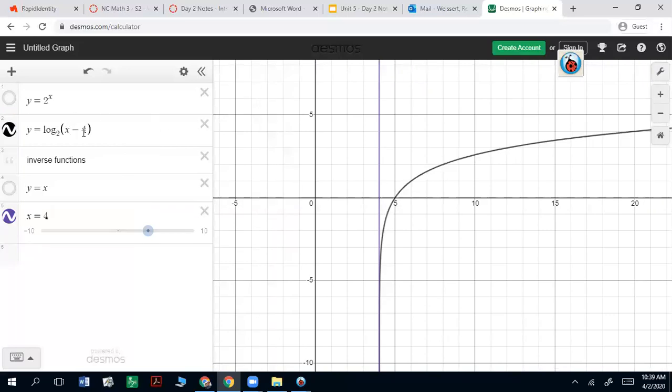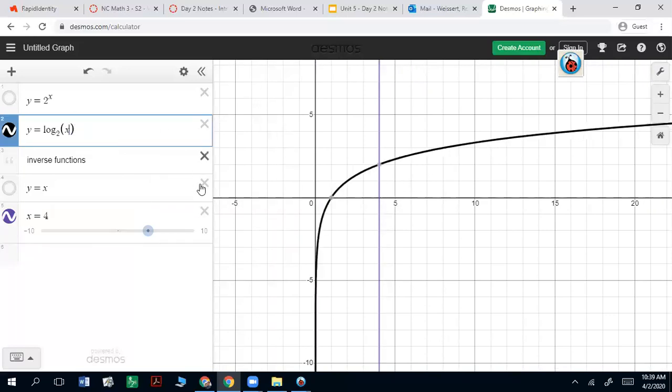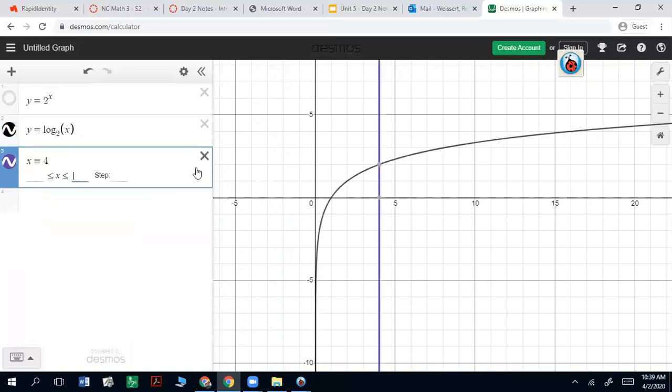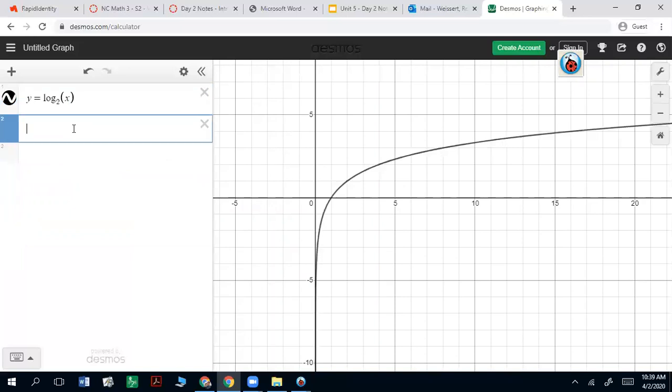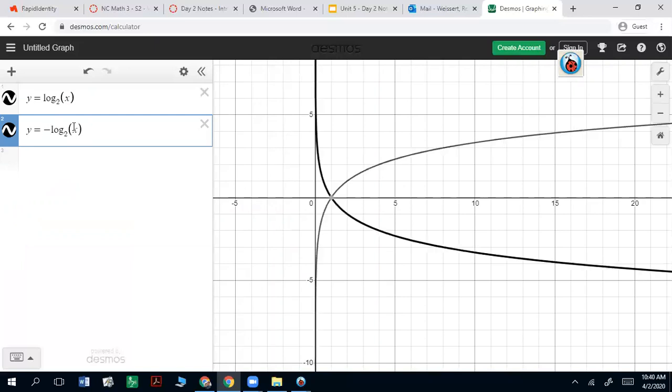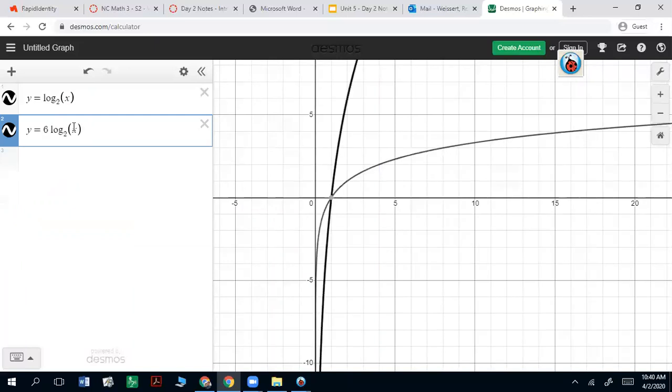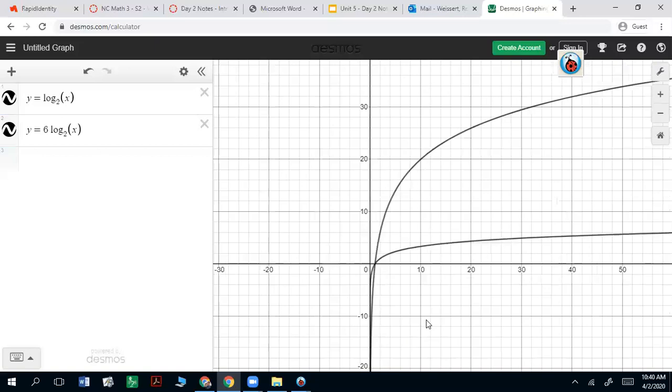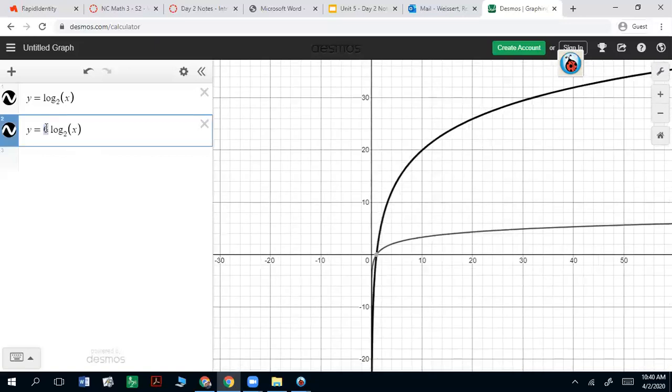So let's go back to 2 to the x power. And I'll get rid of this for now. If I want this to cross over the x-axis, I'm still going to put a negative out front. Okay, so that's going to flip it over the x-axis. If I want to stretch it, I'm going to put a number bigger than 1. So maybe I'll put 6. And that'll make that graph stretched out here, basically taller. If I want to compress it, I'm going to make that number be between 0 and 1. So maybe 1/3.